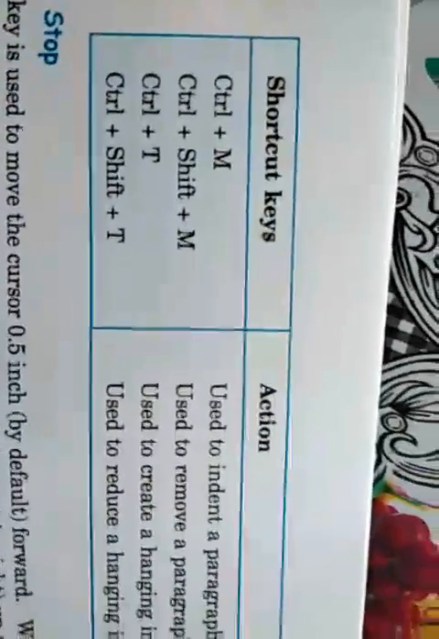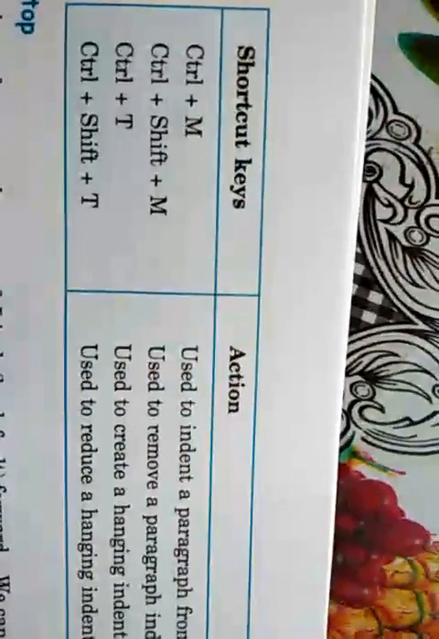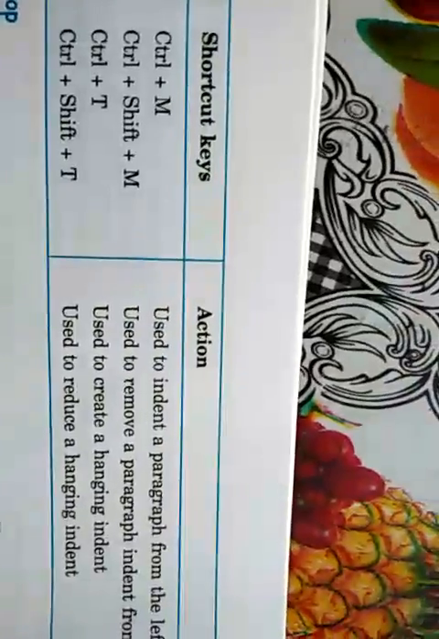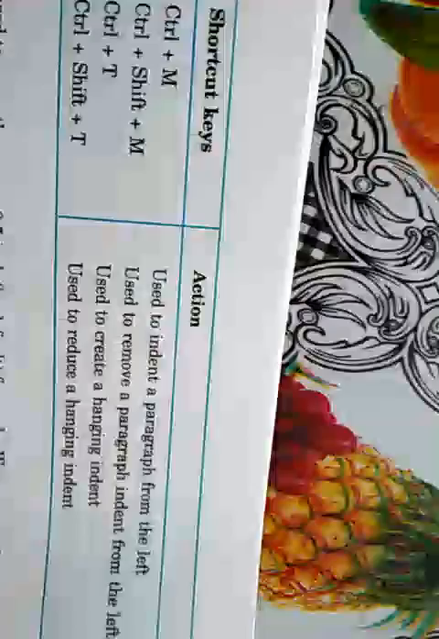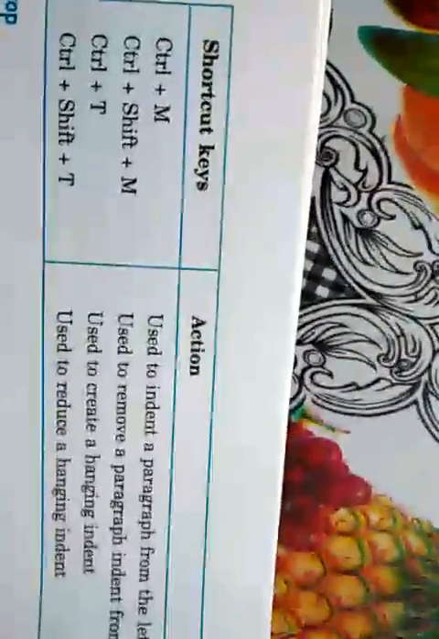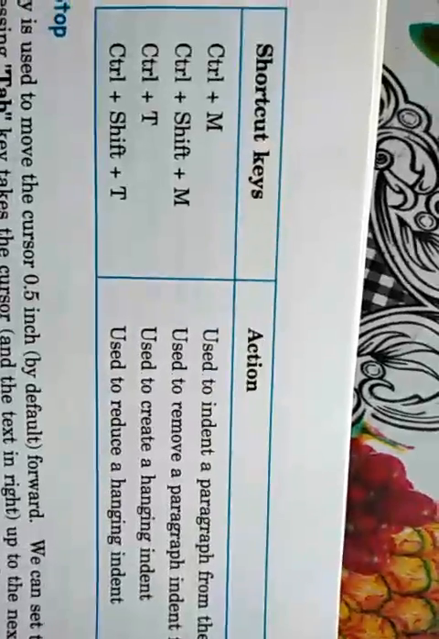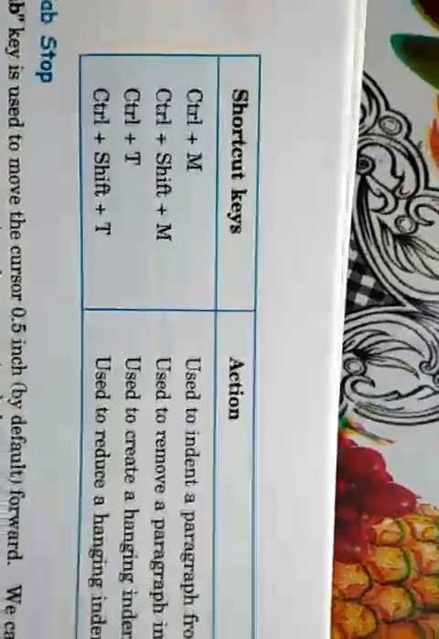Now here these are the shortcut keys for the indentation. Control plus M is used for the indent from the left hand side. Control plus Shift plus M is used to remove a paragraph indent from the left hand side. Control plus T is used to create the hanging indent, and Control plus Shift plus T is used to reduce the hanging indent.